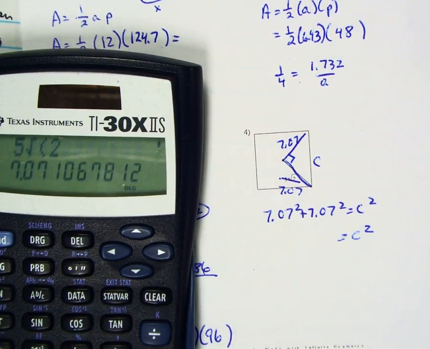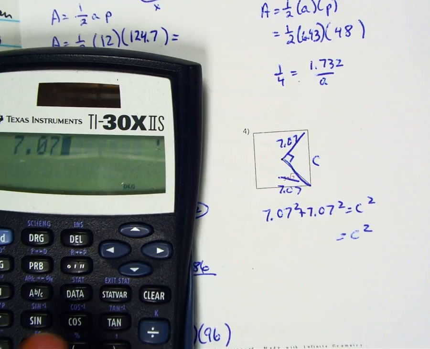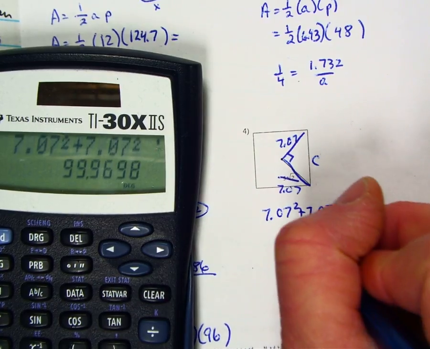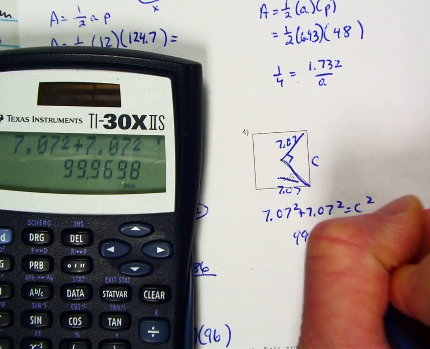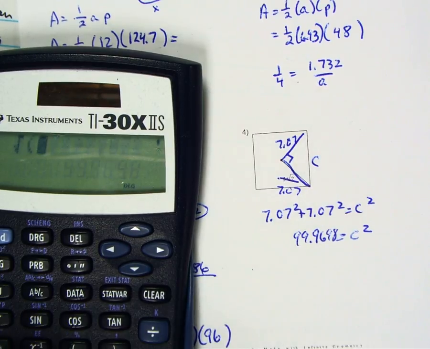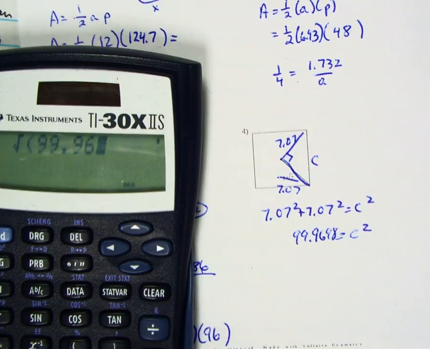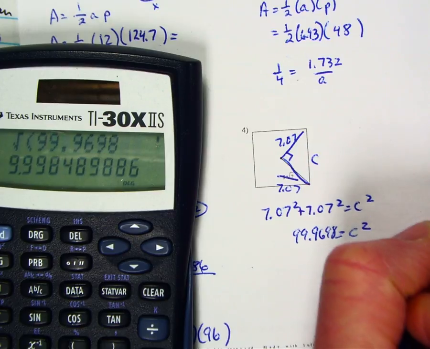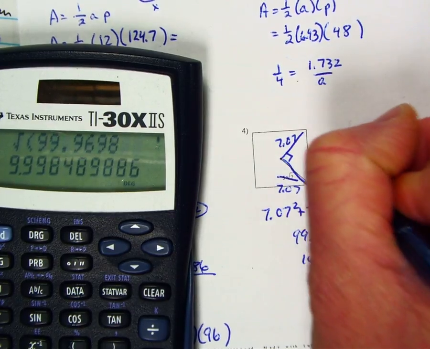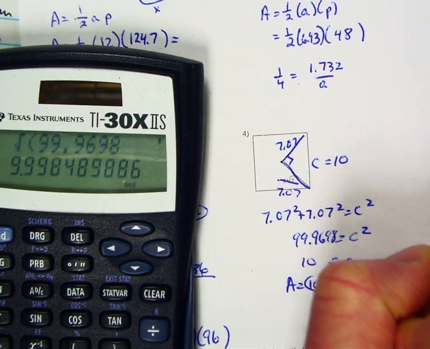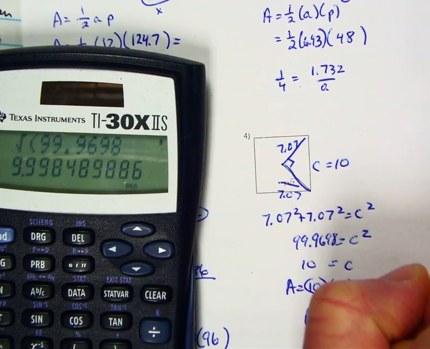And you're going to find the length of one side. So 99.9698. I'm going to take the square root of that. And basically you get 10. So if one side is 10, the area is 10 times 10. We're not using the 1/2 AP formula, and you get 100.